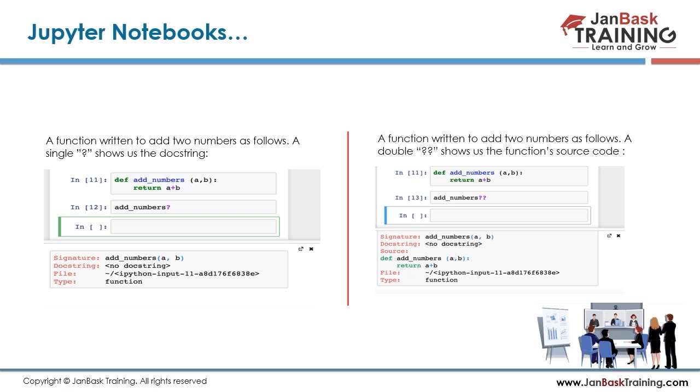At that time, if you want to know something, put a double question mark, then it will give you the source code. You see here the source, defining the entire function is shown here. Likewise, for a complex function, if you only give the single question mark, it will tell you where that function is and what the source code is.